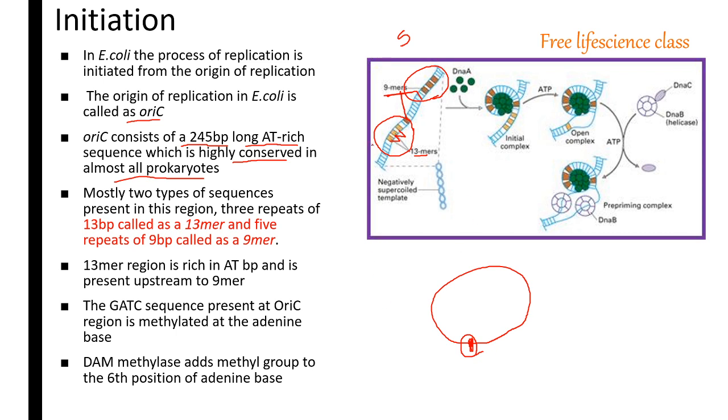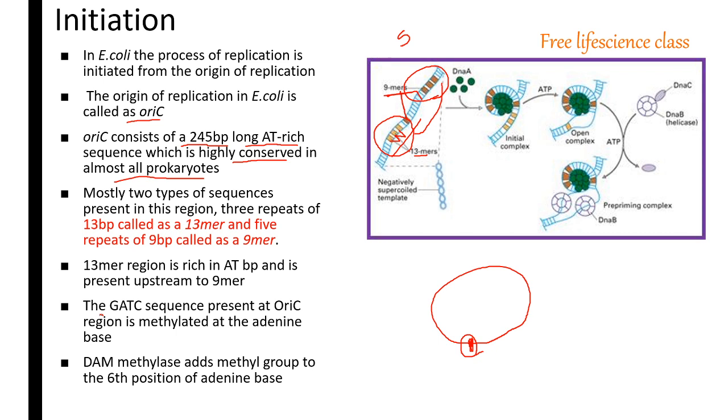So what happens in this region when replication starts? The 13-mer region is rich in AT sequence and is present upstream to the 9-mer region, and it consists of AT base pairs.